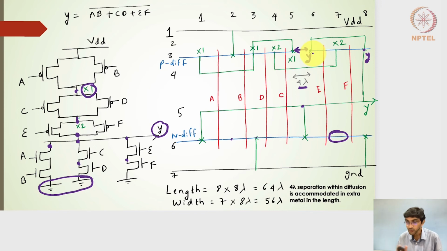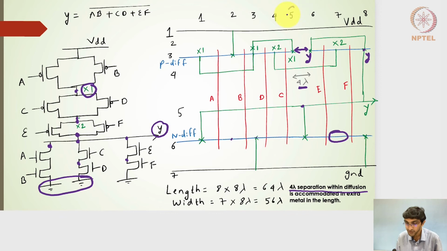If I now want to find out the number of horizontal tracks and the number of vertical tracks, here I will have the vertical tracks as 1, 2, 3, 4, 5, 6, 7, 8, and the horizontal tracks, including the P diffusion and N diffusion lines, will be 1, 2, 3, 4, 5, 6, and 7. So the overall length will be 8 into 8 lambda, and the width will be 7 into 8 lambda. And of course, the 4 lambda separation within the diffusion is accommodated in the extra metal in the length.